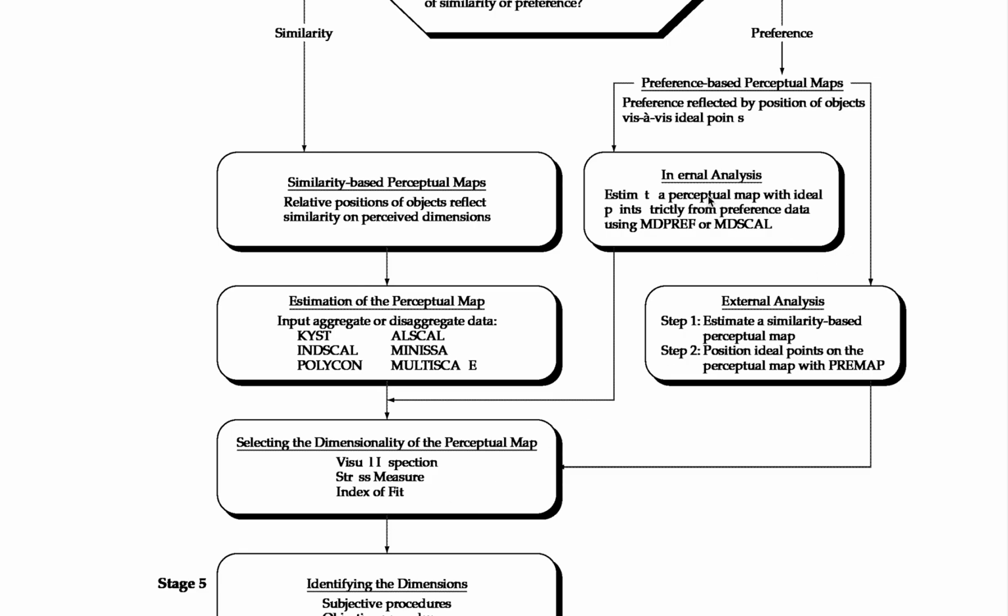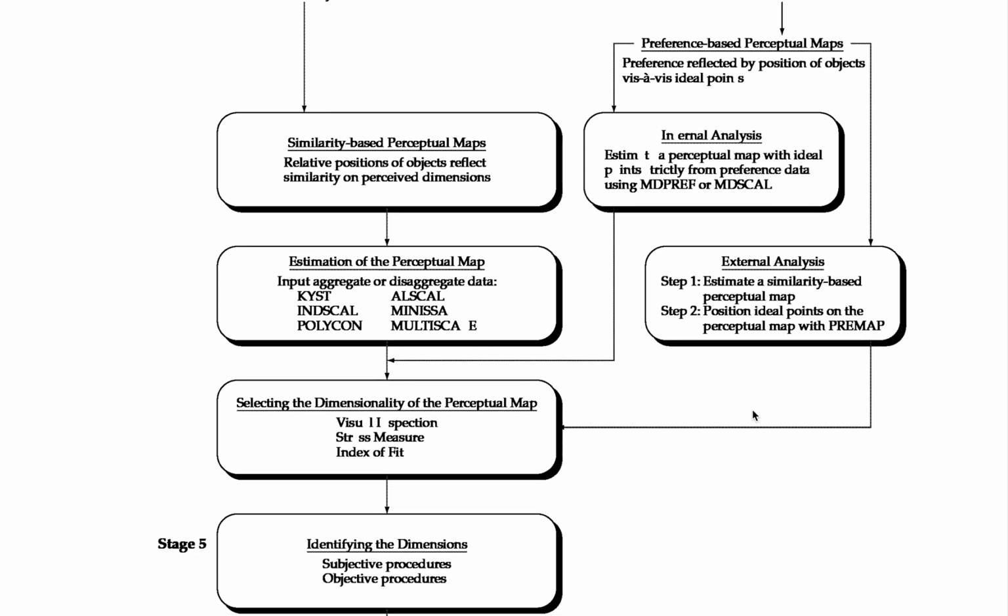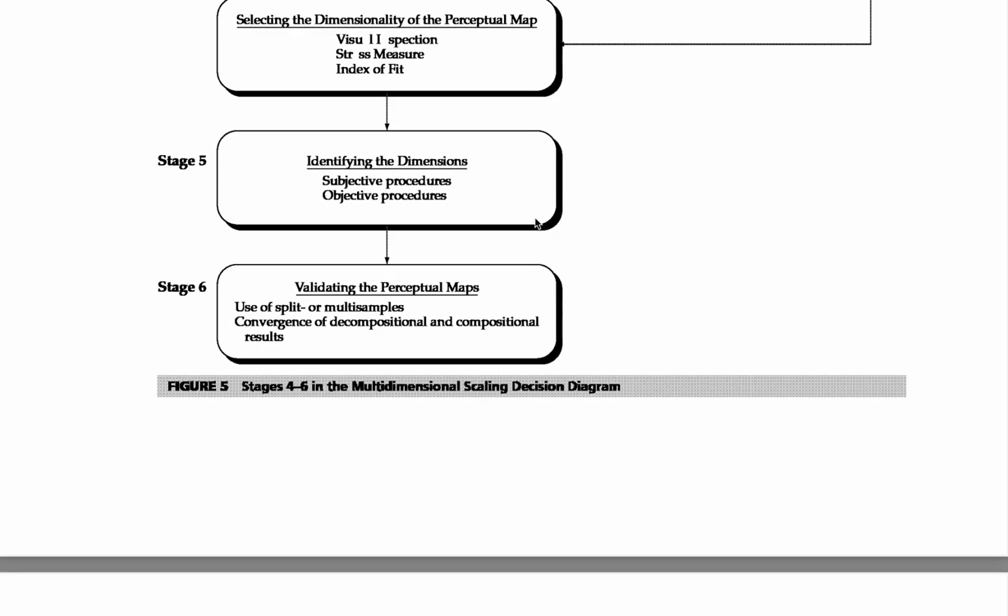Here, internal analysis estimates the perceptual map and ideal points strictly from the preference data using this software. External analysis first estimates the similarities based perceptual map and then positions ideal points on the perceptual map. Here is stage 5.